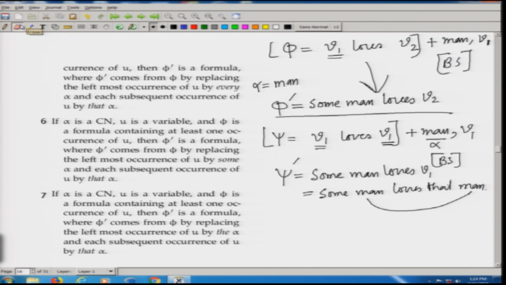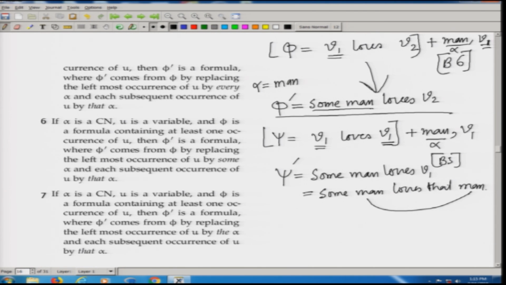Now, suppose this is our phi, and now here we are going to talk about B6, then what will happen? Everything else remains the same. Now, by following B6, you see alpha is a CN, common noun, and alpha here is man, and u a variable. What is our u? This V1, and phi is a formula containing at least one occurrence of u, that is phi. It has exactly one occurrence of V1, which is our u. Then phi prime comes from phi, yes, by replacing the leftmost occurrence of u by some alpha, that is some man, which we have done, and each subsequent occurrence of u by that alpha. We do not have any subsequent occurrence here. So, here this derivation is fine.